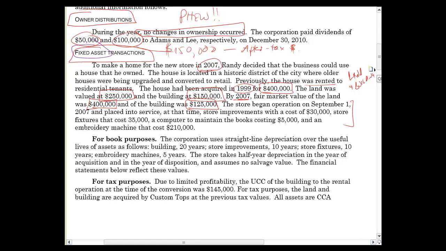Now we read on. The store began operations in September 2000 and placed into service at that time store improvements. So now what we have is them improving the building. So are improvements their own asset? Are they expensed right away? What does financial accounting do with an improvement? What do they call it?